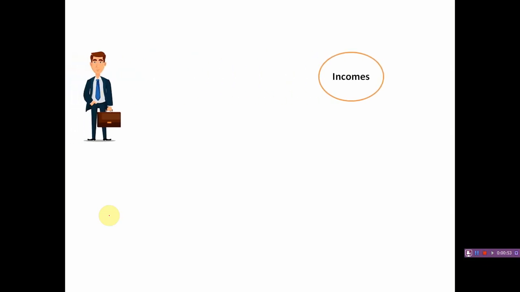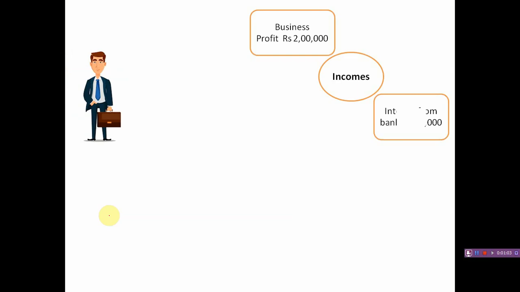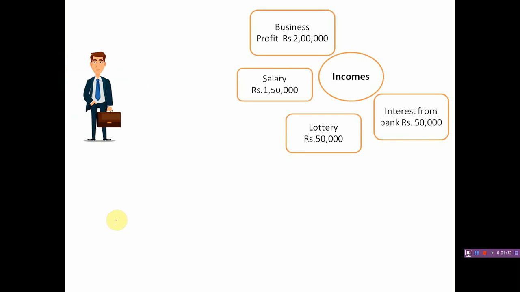Suppose you are an owner of business and earning a profit of rupees 2 lakh in the financial year 2018-19, and you have received interest from bank of rupees 50,000 in the same financial year, and you have a lottery income of rupees 50,000, and you are an employee in a company and received a salary of rupees 1,50,000, and you sold one of your buildings and earned a profit of rupees 4 lakh.